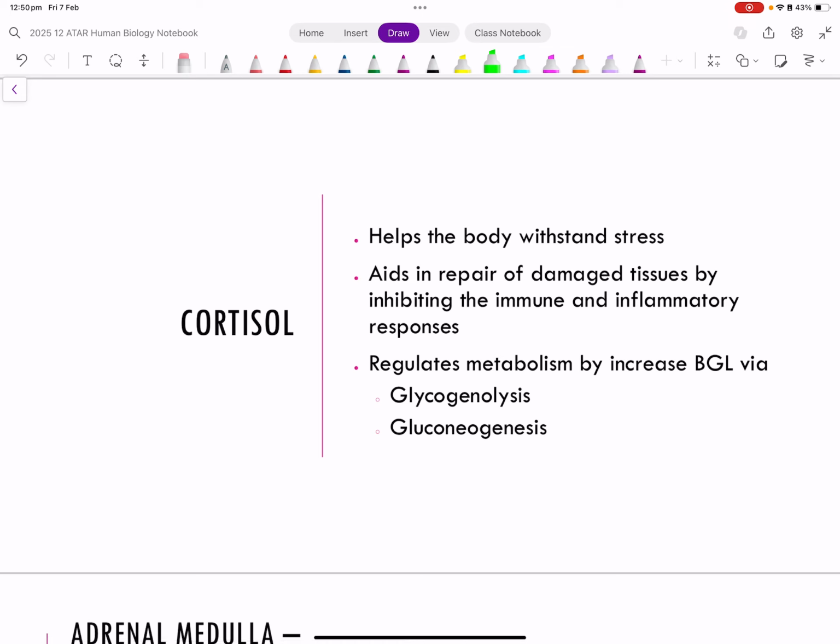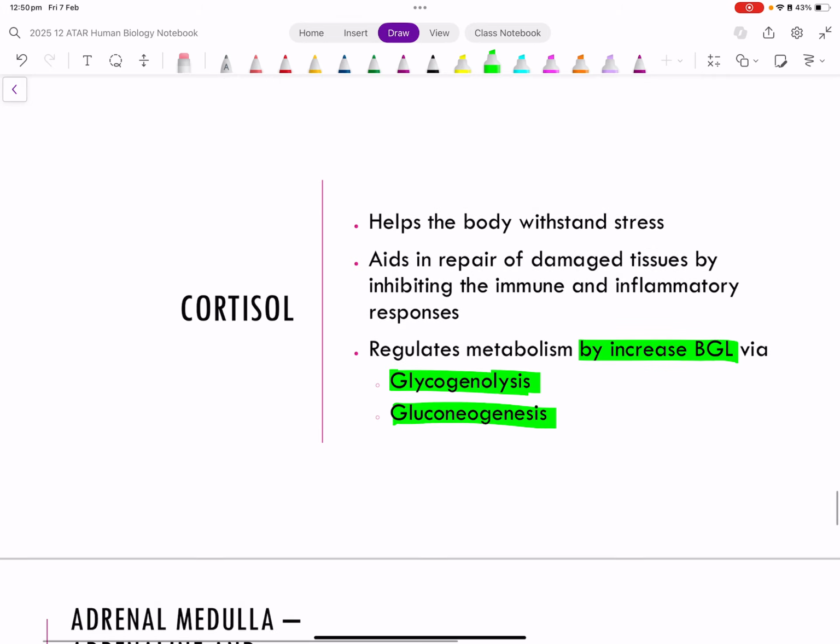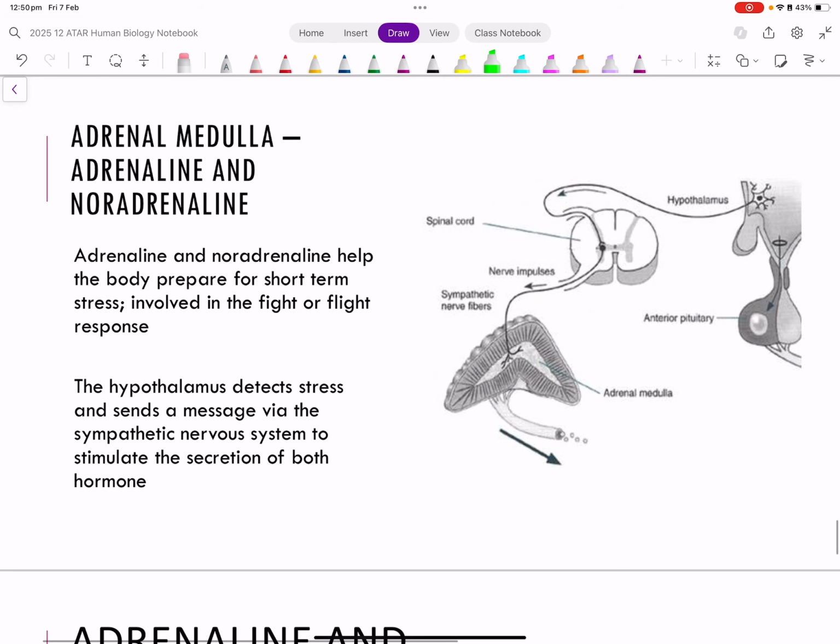So what does cortisol do? It helps the body to withstand stress, and it helps aid in the repair of damaged tissues. It helps us to regulate our metabolism by increasing blood glucose levels by two of the processes that we named earlier, glycogenolysis and gluconeogenesis.